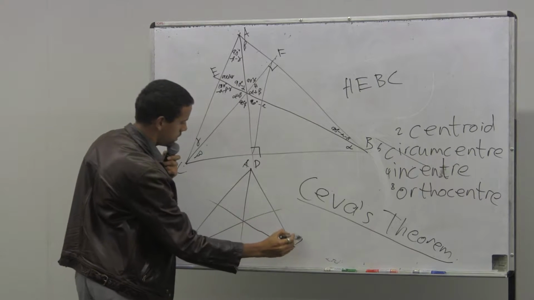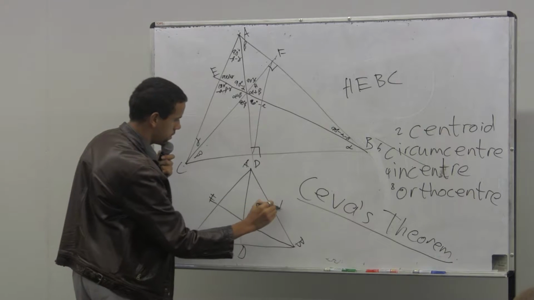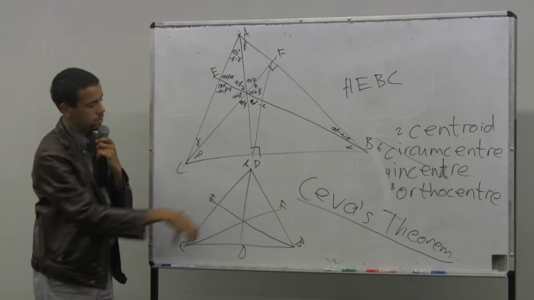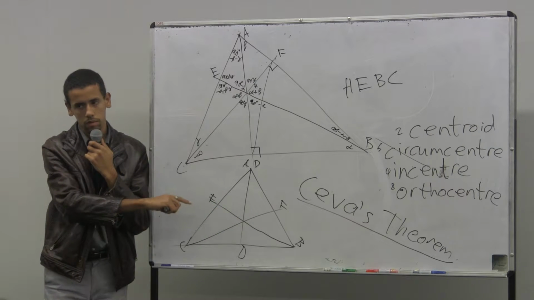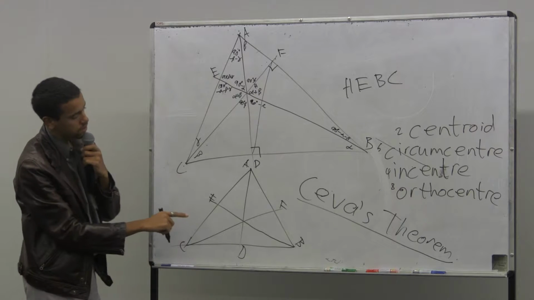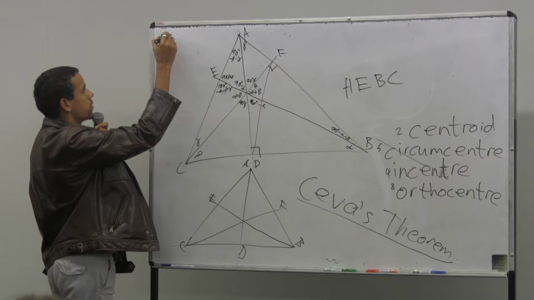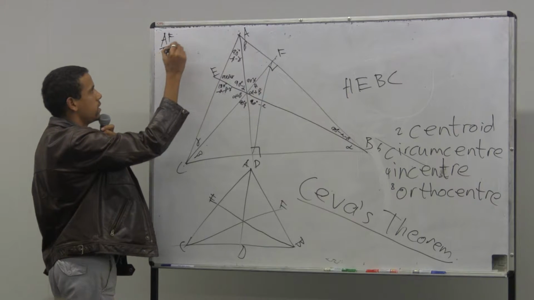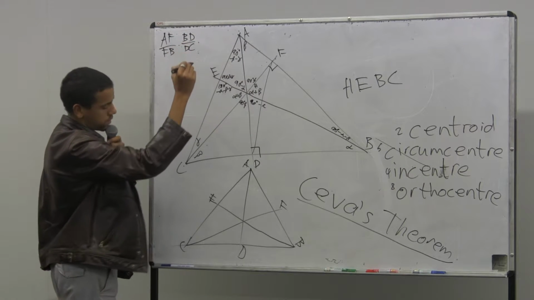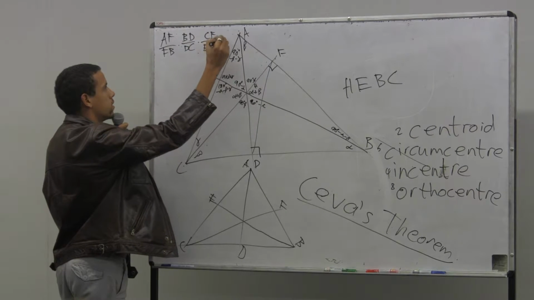So A, B, C, D, E, F. Ceva's theorem, so these are just three random lines. They don't have to go through the same point. Ceva's theorem says that they do go through the same point if and only if the following holds. So AF over FB times BD over DC times CE over EA is equal to 1.